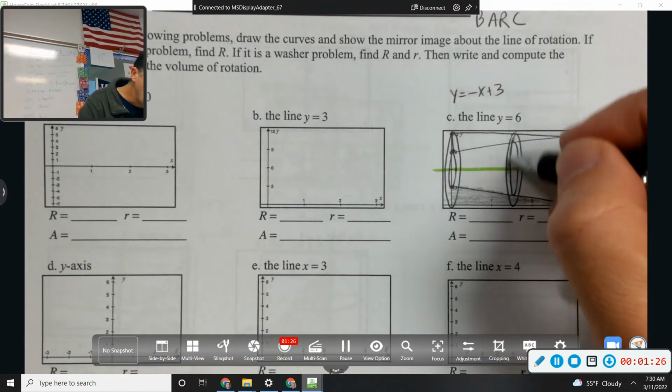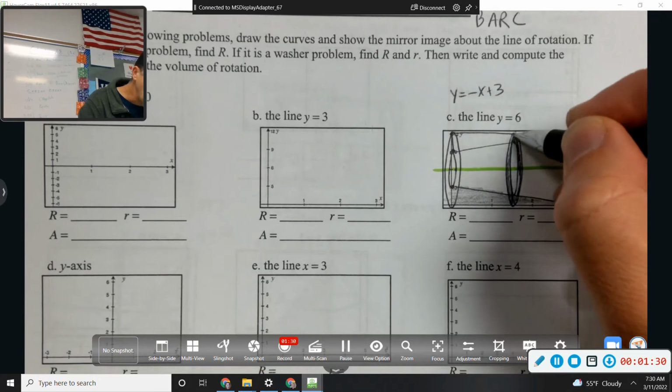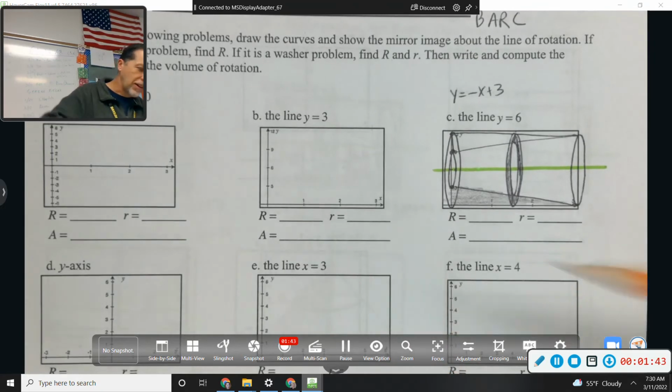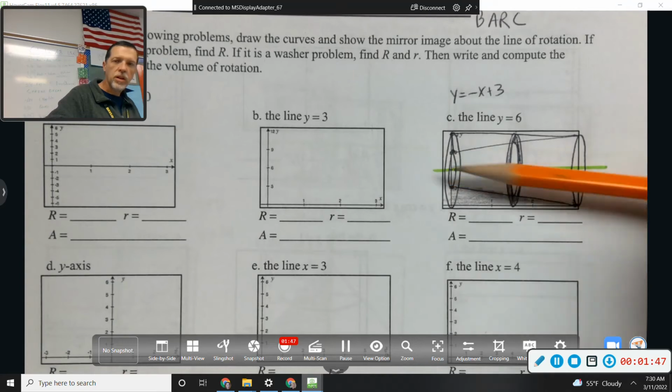All right, so disc or washers here? Definitely washers. Let's see. So can you visualize what's going on here? It's like the one where we poked it and then the pencil all the way through. Like took a cylinder, poked a pencil all the way through, and pulled our pencil back out.